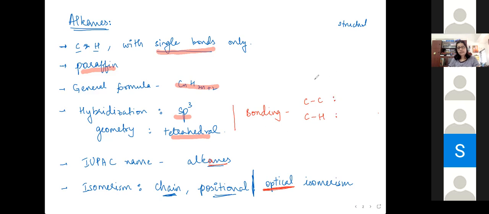Single bonds, yes, but what type of bond? Sigma bonds. Absolutely right. So between carbon or between carbon hydrogen? Both will have only sigma bonds. That is correct. So when you look at the bonding, the type of overlap in both cases, you find sigma bonds. No pi bonds here. All are only sigma bonds.